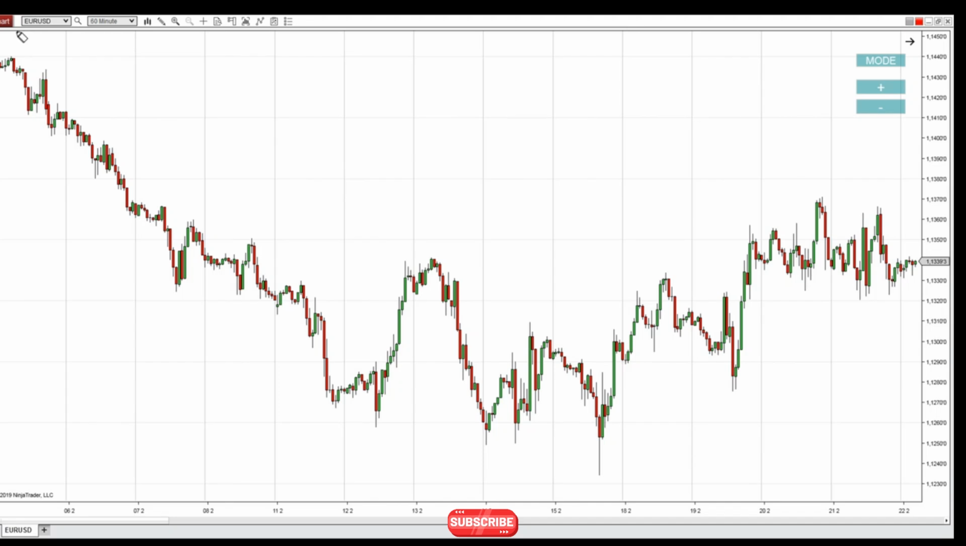So this is a 60-minute chart of the euro dollar, and I'll go through the chart and show you the weak highs, weak lows, the reactions to them, and I will also show you the failed auctions. Alright, so let's get to it. Let's start with this weak low.